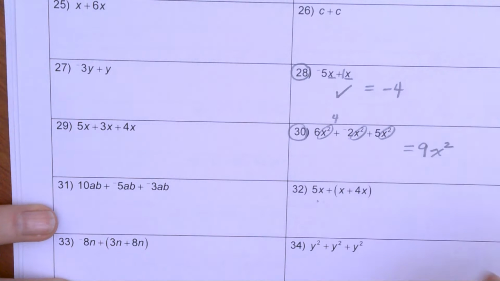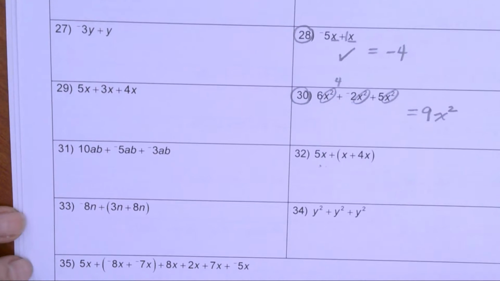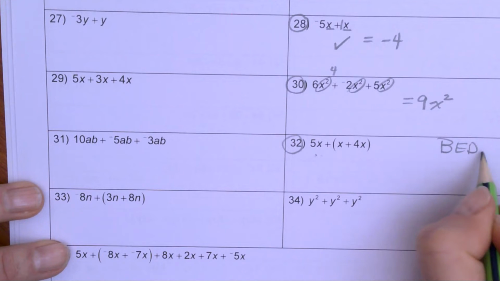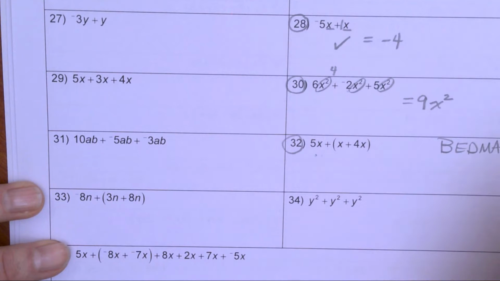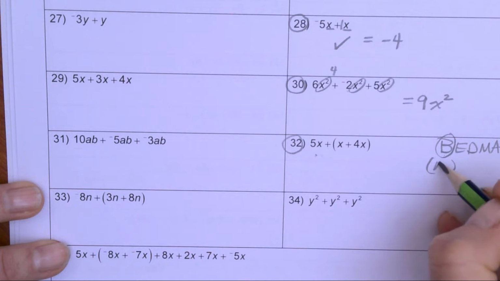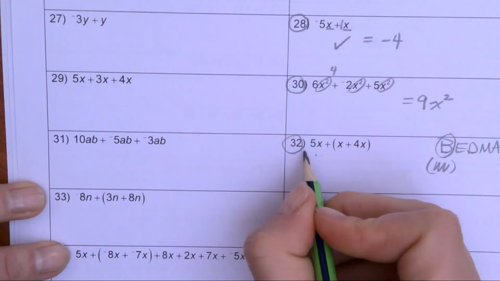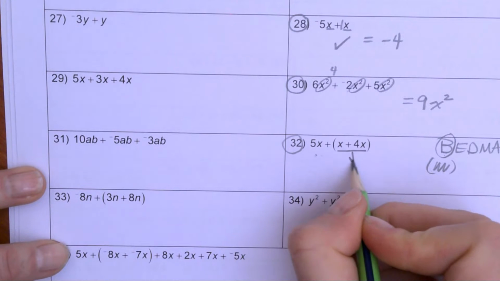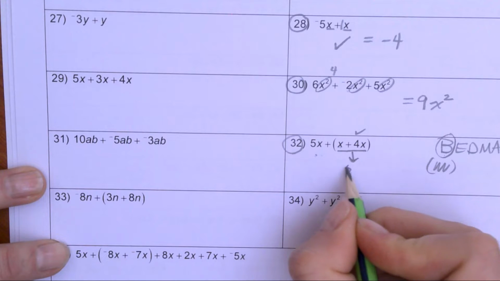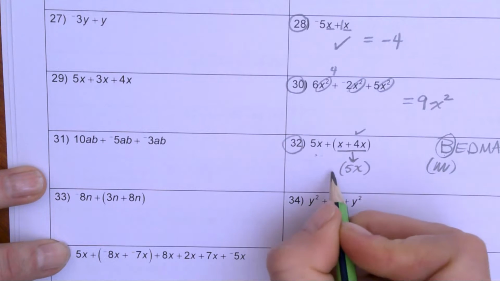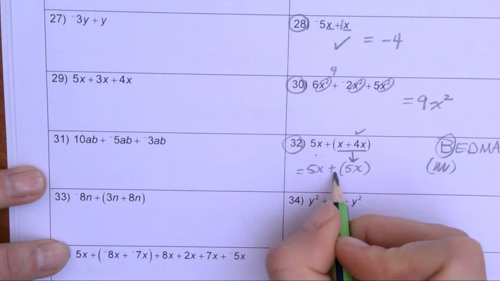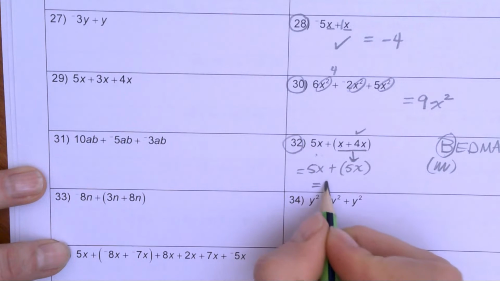Okay. So now when I have 32 here, you have to remember your BEDMAS rules. It says, please do the brackets first, inside the brackets. So I'm going to do this first. x, x, so they're like terms. 1x plus 4x is 5x. Keep the brackets on it. I have 5x plus 5x, so I really have 10x.